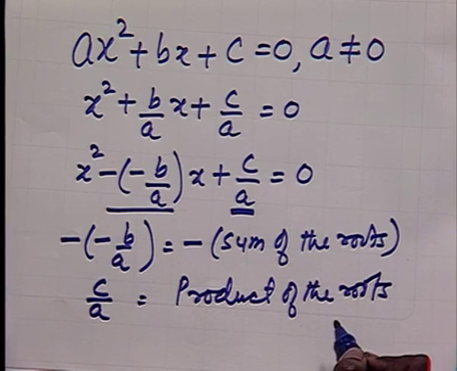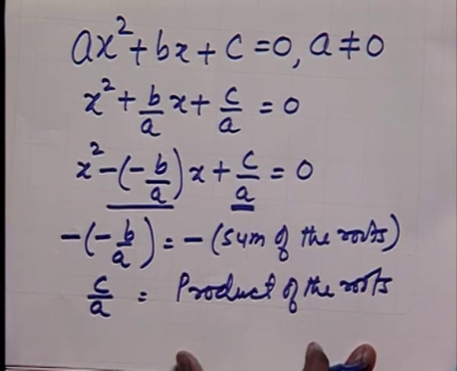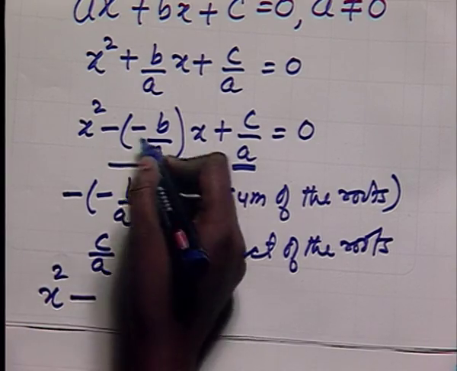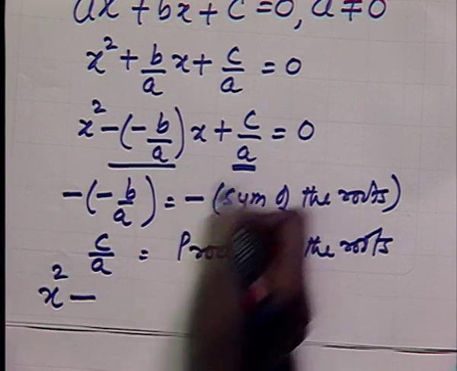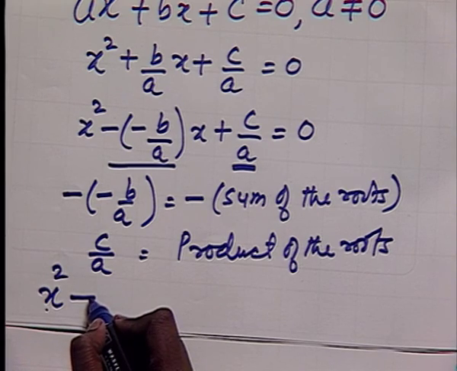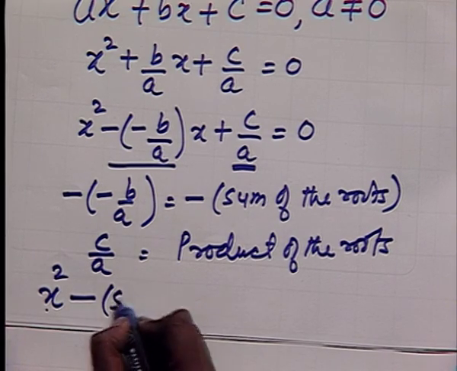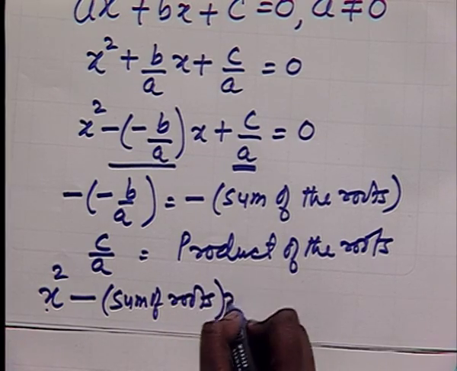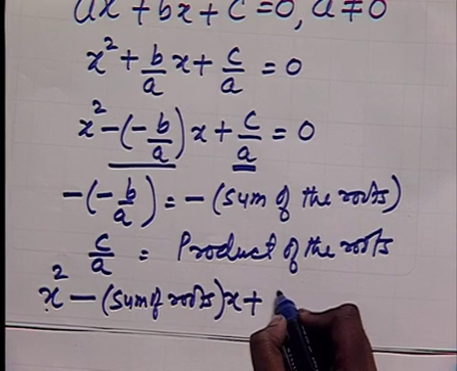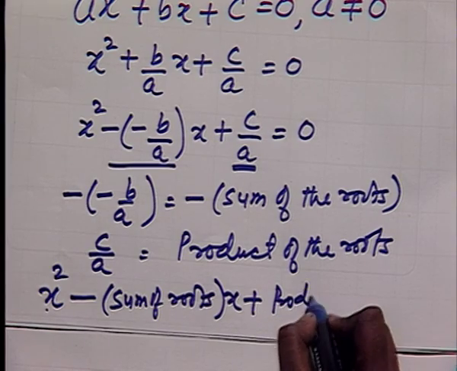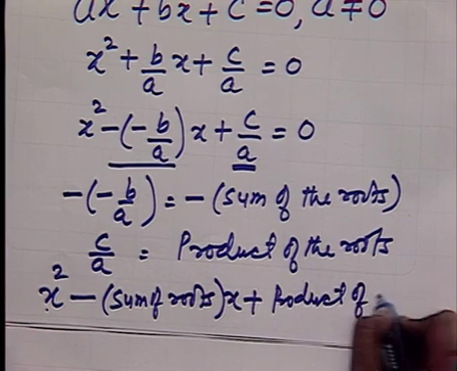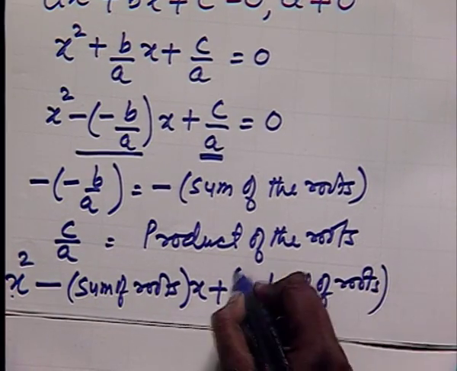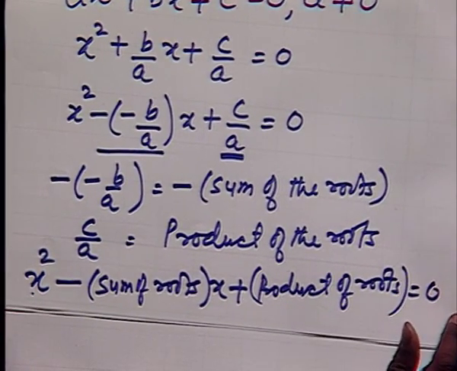So, given the roots of a quadratic equation, the equation becomes x square minus, as per this equation I am writing here, x square minus sum of the roots into x plus product of the roots equal to 0.